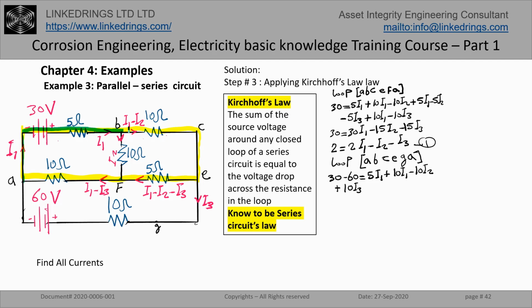So again, we mark it from A, B, C, E, G, and A. This green color circuit. So this is a closed loop circuit.